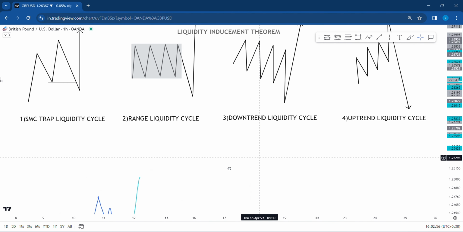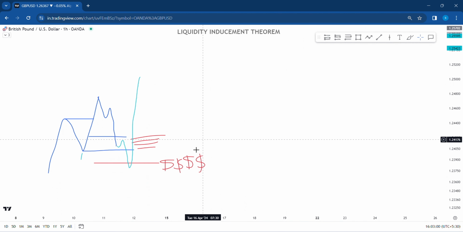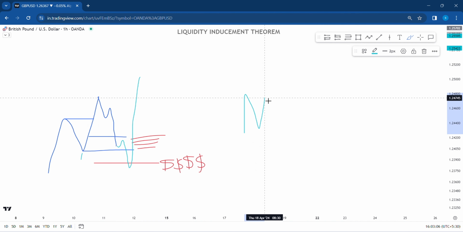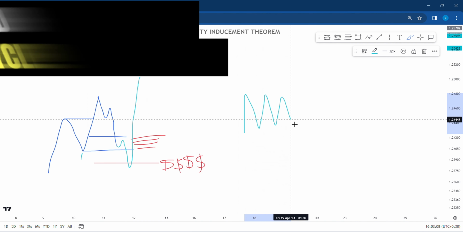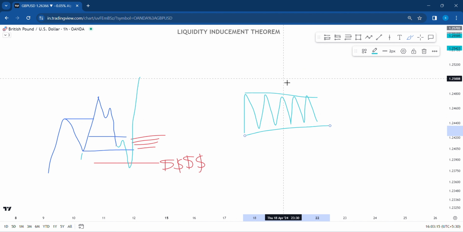So let's move into the second important type of the liquidity cycle, that is range liquidity. In this, the market makers will trap the retail people. They will print the fake chart pattern. They can print whatever they want. They will print this type of chart pattern to induce the liquidity, to engineer liquidity. We can call it engineering liquidity or anything you like.